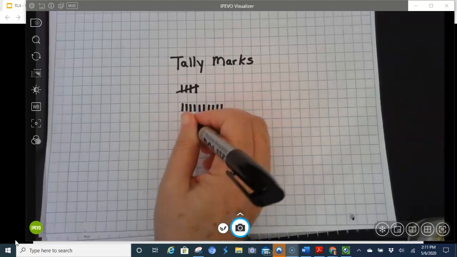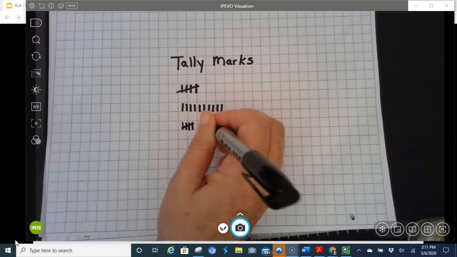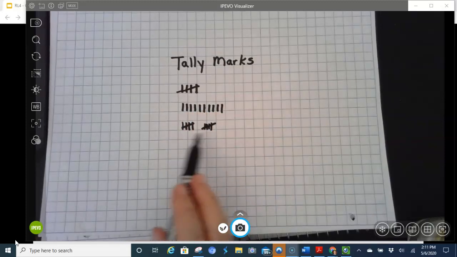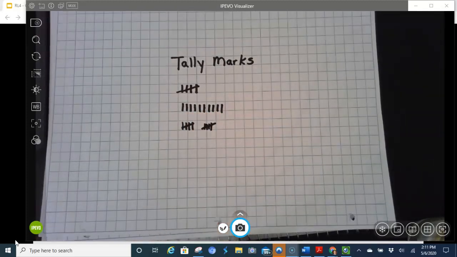Whereas if you had it like this, you go, oh, that's 2 5s, that's 10, and it's much clearer. So that's why we do tally marks 1, 2, 3, 4, and then the line across.